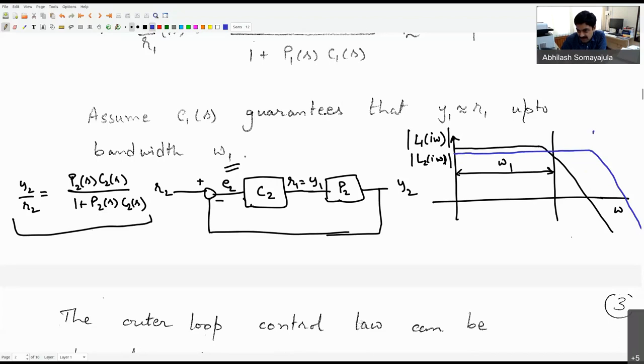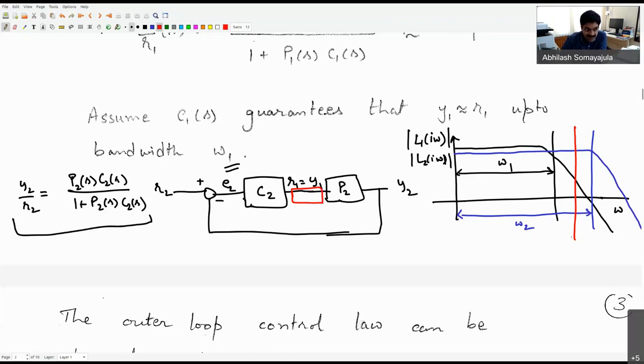Let's say that this distance is omega 2. Let's say the omega 2 bandwidth is bigger than the bandwidth of omega 1. Which means that when I am operating my system at any of these frequencies, say at this frequency, what has happened? The outer loop controller is assuming that a perfect tracking is happening on the inner loop controller. We assume that whatever is in here can be disregarded. They are doing a perfect tracking is what we assume.